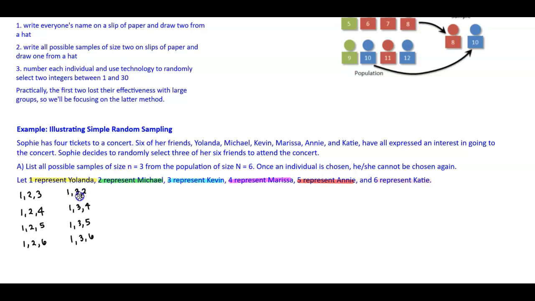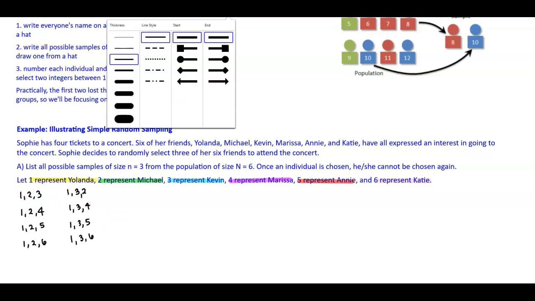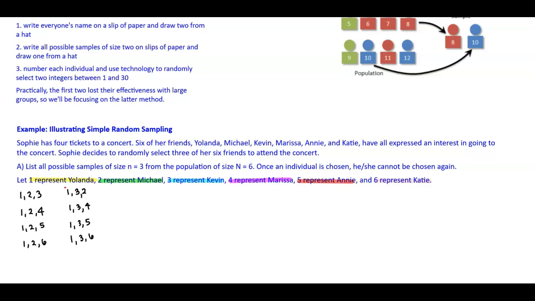Is there anything that's been repeated in the first column? Well, if you take a look, 1, 3, 2 is already listed here as 1, 2, 3. So we're not going to use that one here, okay? Do we have 1, 3, 4 in the first column? No. Do we have 1, 3, 5? No. And do we have 1, 3, 6? And the answer is no.